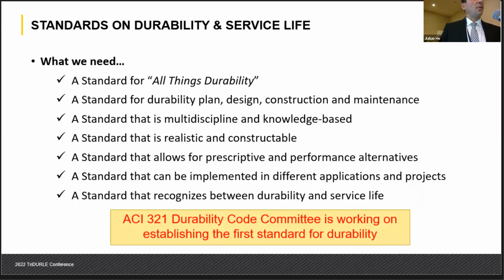Now, the good thing is that we are now working on it in ACI. There was a committee established to work on the first durability code. It will be the first of its kind. It's not going to be specific to a structure. It's going to be a first durability code for the industry where you can actually find the right requirements and be able to fit the requirements to your different applications. We're working on that, and hopefully we have that ready in the next 5 to 6 years.